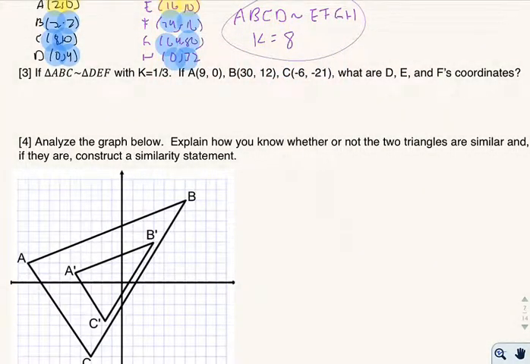And I have all these vertices. I want to know the new coordinates. So again, we're going to follow the rule. If I have a coordinate, the new coordinate, the image coordinate will be k times the x, k times the y. Okay? And the k in this case is a third.